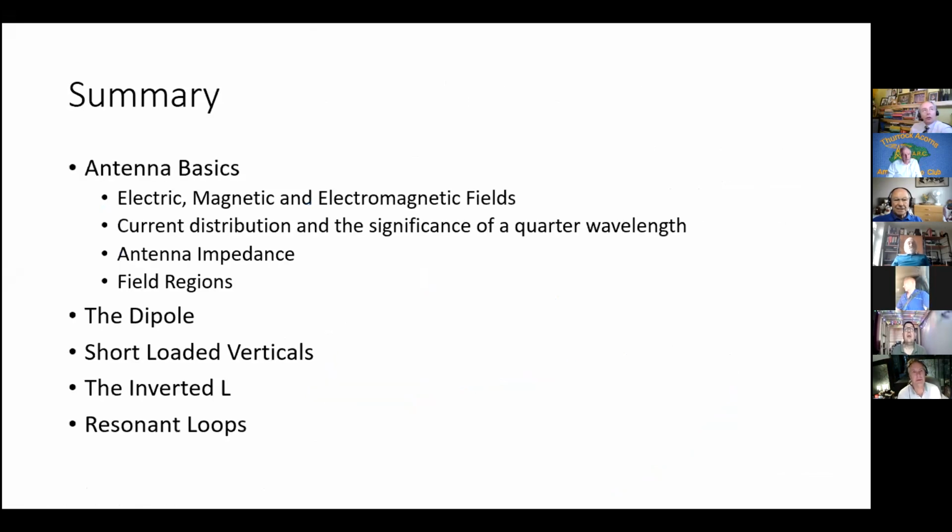So in summary, I'll cover antenna basics, which is the biggest part of the summary, but actually the smallest part of the presentation. And I'm going to talk about dipoles, short-loaded verticals, inverted Ls, and resonant loops, which is, I think, about as much as we will have time for tonight.